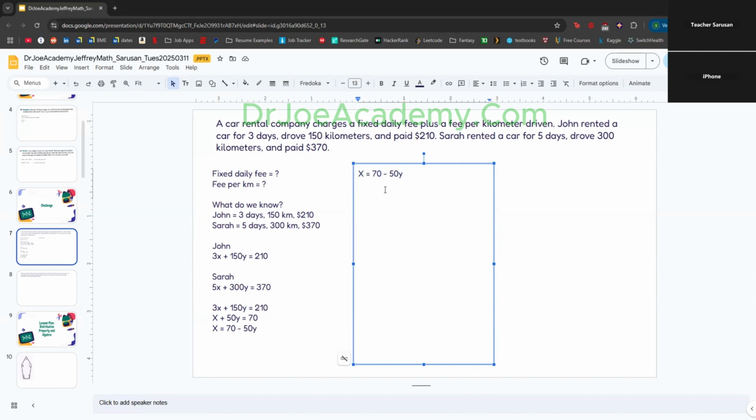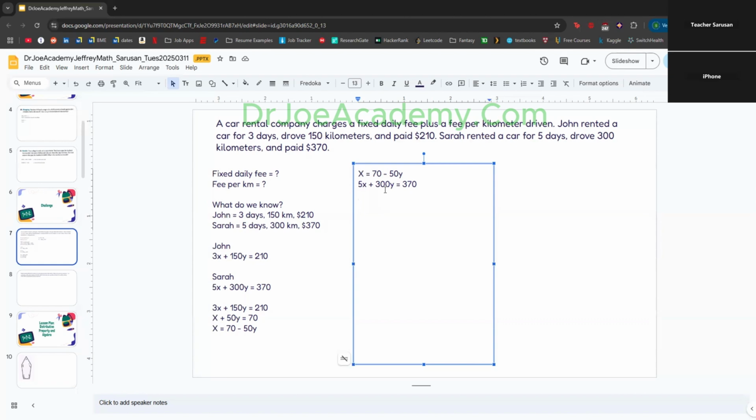So the other equation is Sarah's equation. Let's just grab Sarah's equation and put it over here, equals 370. All right, so now we have both equations that we need. What do we do here? If we're going to be working with these two equations, how do we find the value of one of these variables?